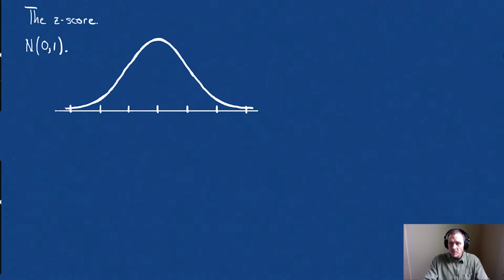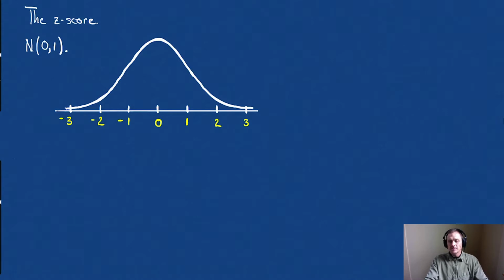Now, so far, we've been applying the empirical rule to find the areas under the curve. Well, today I want to change this problem entirely. So how am I going to do that? Let me label my curve first. Here's 0, and then we have 1, 2, 3, and minus 1, minus 2, minus 3.